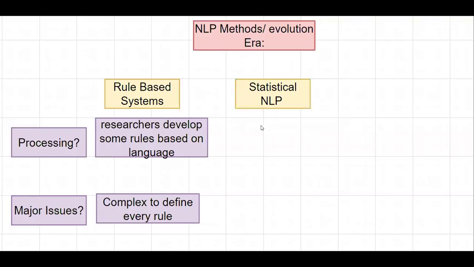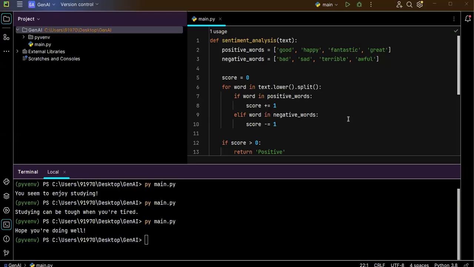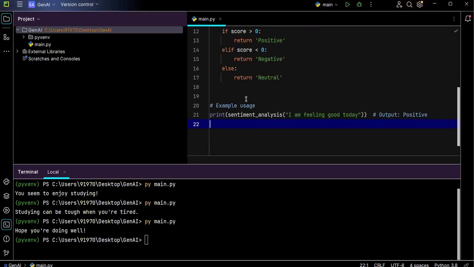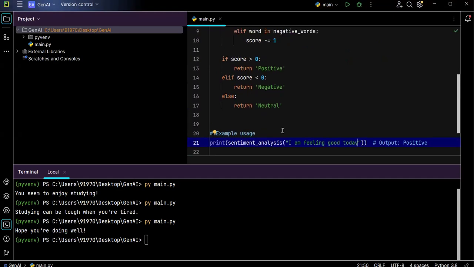Before going to this statistical NLP method, I want to explain where these rule-based systems were mostly used in those days, or nowadays as well. Majorly, rule-based systems are used to analyze the sentiment of a given text. If we give any input sentence, based on that sentence we can predict its sentiment. It is very important to understand whether it's a positive, negative, or neutral sentence. So how will this be predicted?